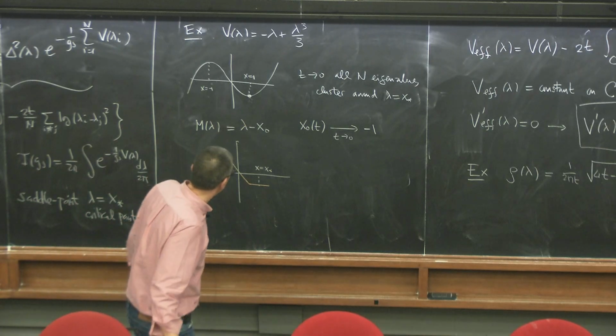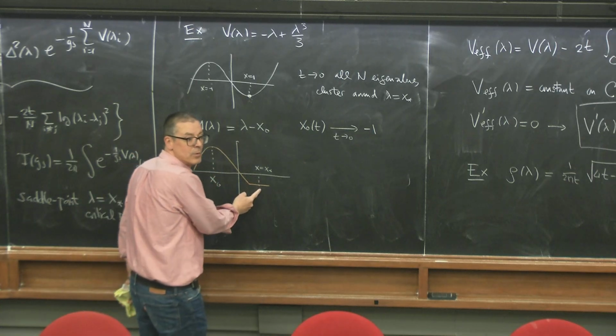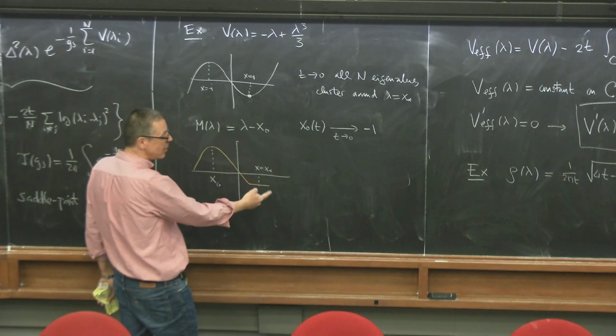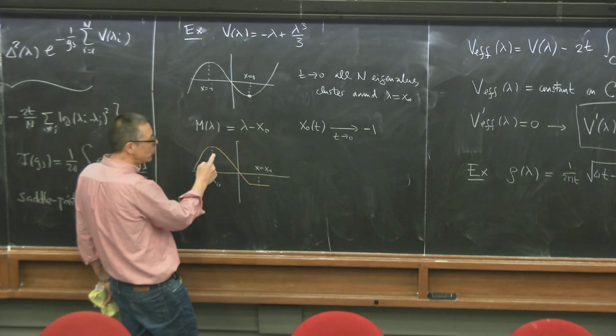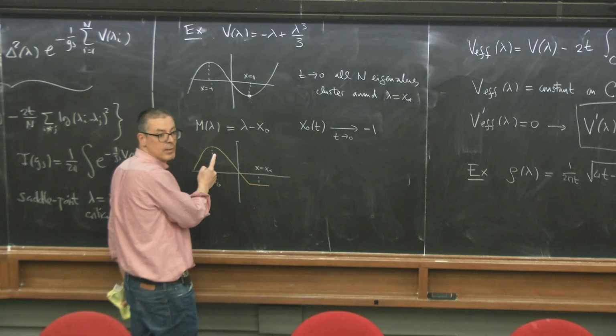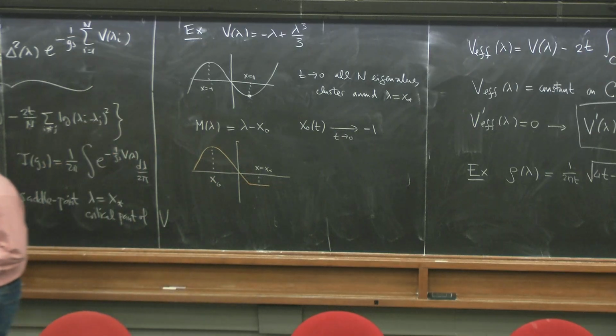Well, it's very easy. We just have to take one eigenvalue that we have here, and instead of integrating it around x equal to x star, we want to integrate it around the other critical point, right? That's how we would get an additional non-perturbative sector, okay?